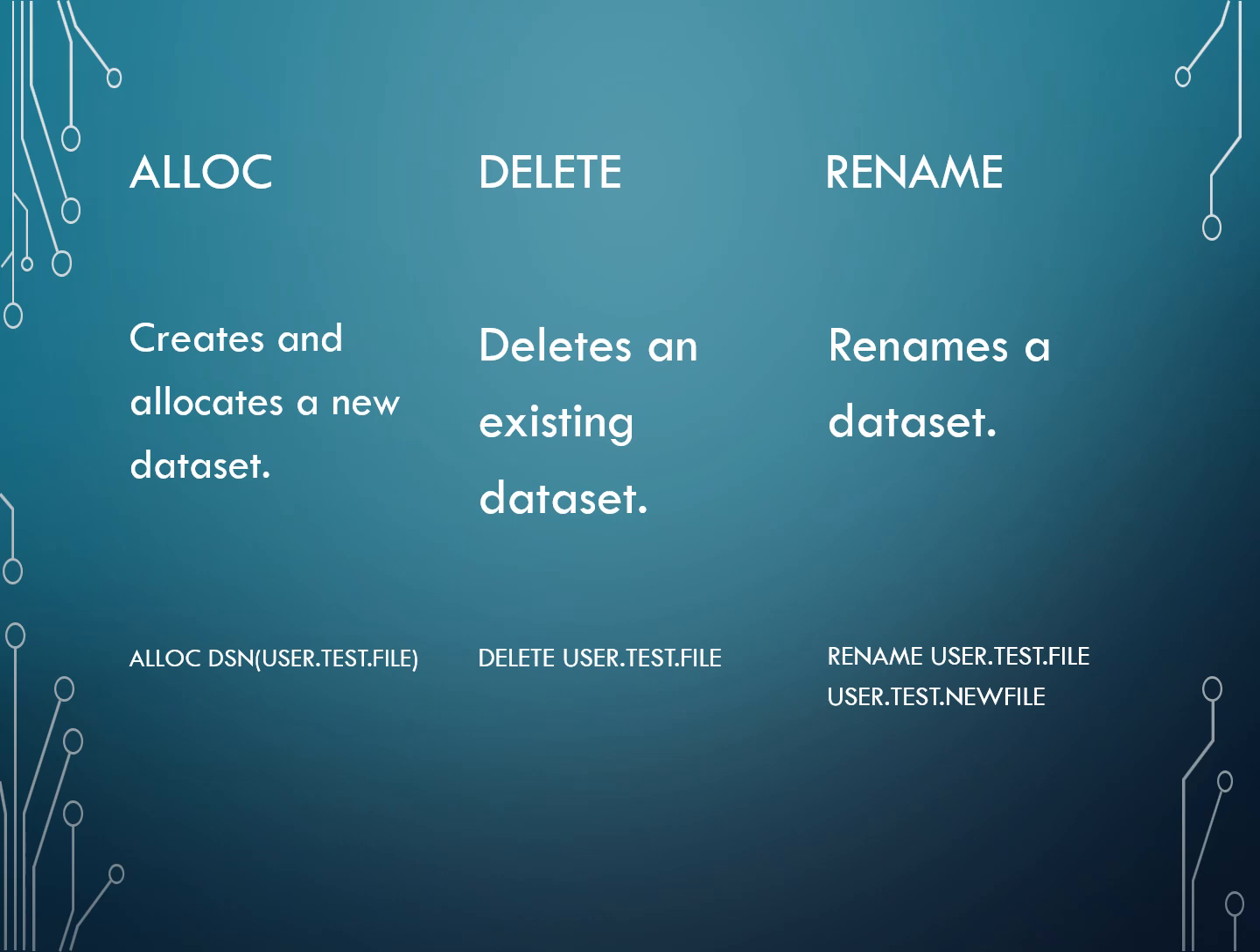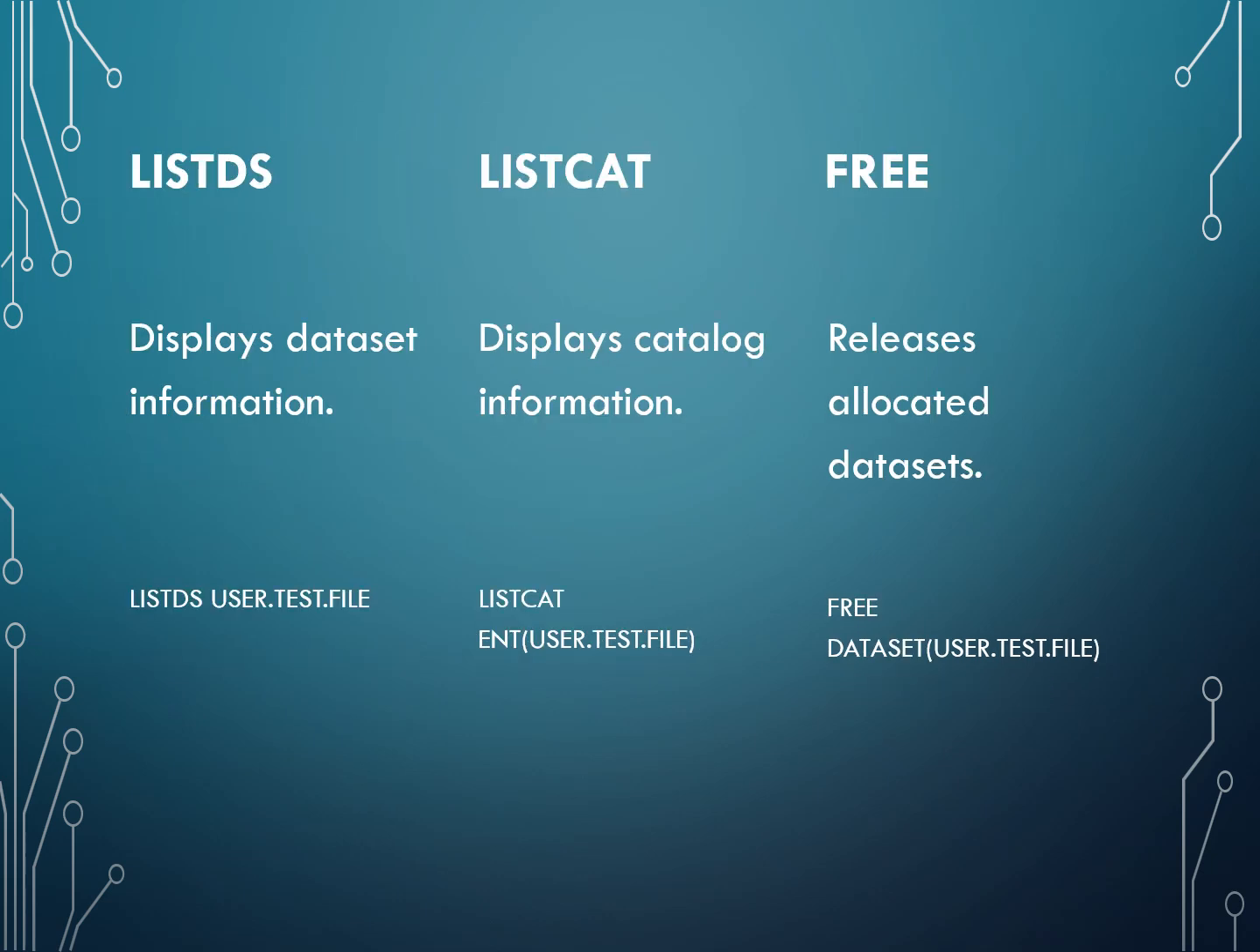The third command is rename. Rename changes the name of an existing dataset. Example, rename existing file name to new file name. This command renames the old dataset to a new name. These commands are basic but very useful in daily development. Let's discuss three more important commands.